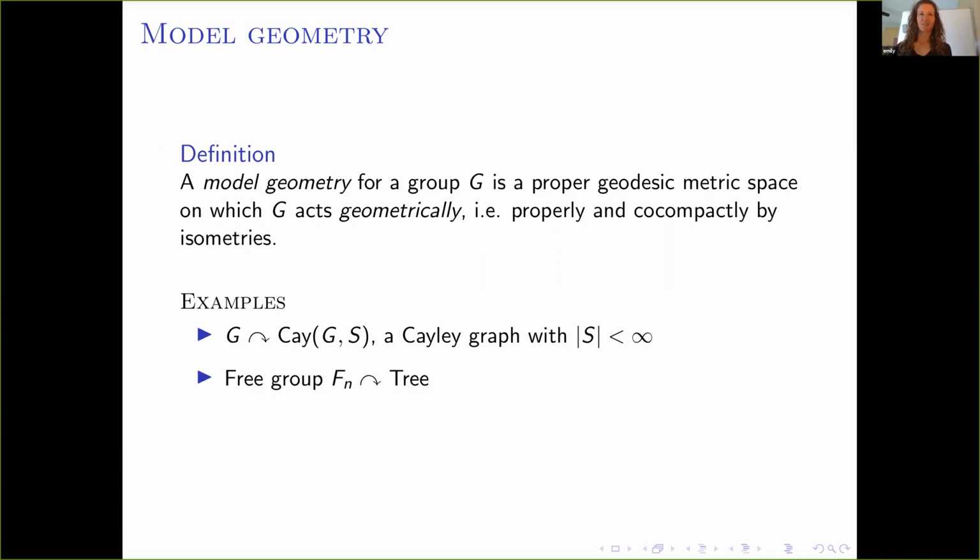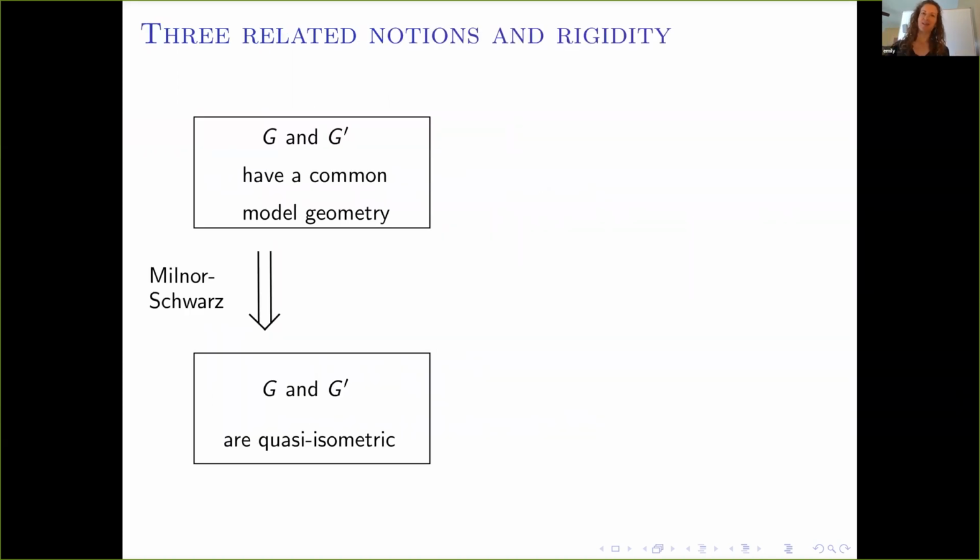As a special case relevant to this talk, the free group, denoted Fn, acts geometrically on a bounded valence tree. And a third example relevant to this talk, the fundamental group of any closed hyperbolic n-manifold acts geometrically on hyperbolic n-space. So each of these actions is geometric, and all of these spaces are model geometries for the corresponding groups. So one main aim of geometric group theory asks to relate the following three notions and their relationships. So let me write them to refer back.